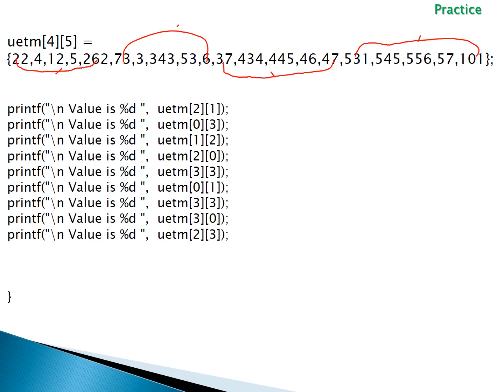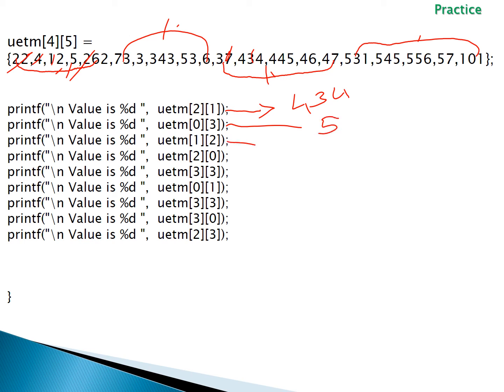Okay, so you need to think about the outputs. What will be the output of this statement? 2 1, so 0 1 2, and this is 1, sorry, 0 1, so the output is 434. What will be the output of this one? This is 0, and the element index is 3, so this is 0 1 2 3, so 5.